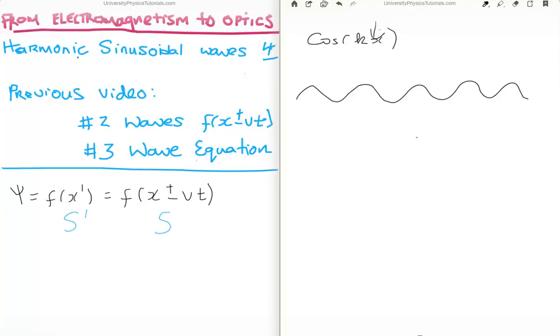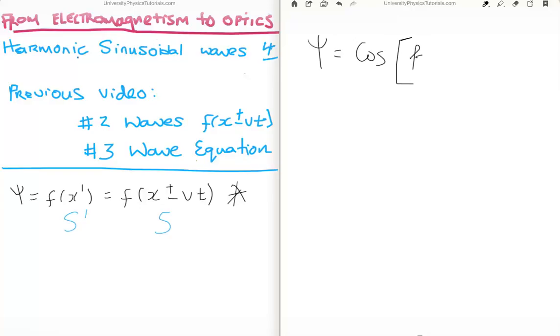Simple. How do we create a traveling wave? Well, we spoke about traveling waves earlier on. To create a traveling wave, we have cos of k outside of x plus or minus vt. So psi equals cos of k outside of x plus or minus vt is a traveling wave. Or of course we could have sine, and we would still have a traveling wave. So this is the functional form, or a harmonic wave function.